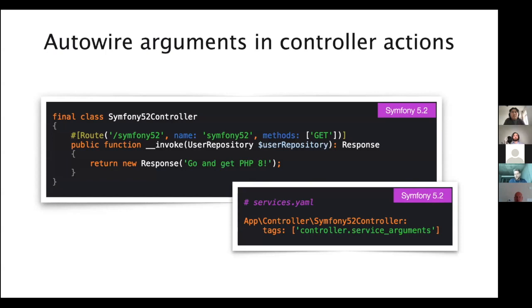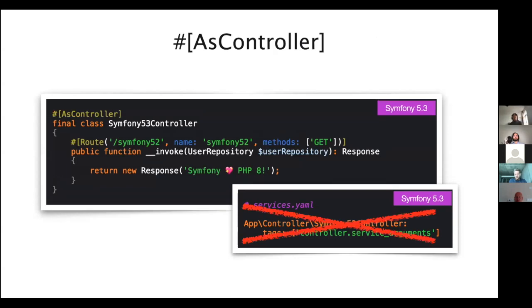If you now use Symfony 5.3, it's a little bit easier. You don't have to adjust your service YAML anymore. You can now use the AsController attribute. But in the end, it will do the same in the background. It will tag your controller and your services can be injected in your action methods.